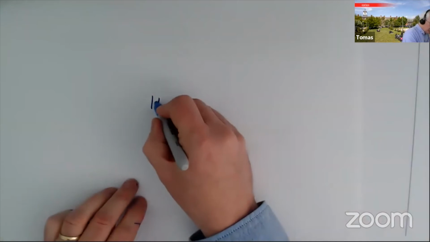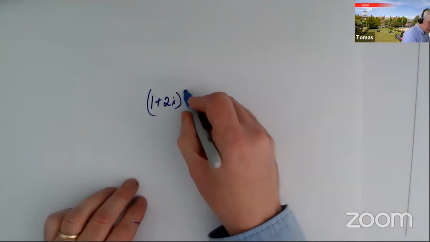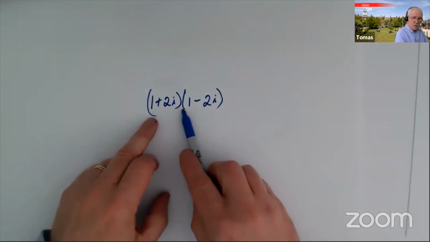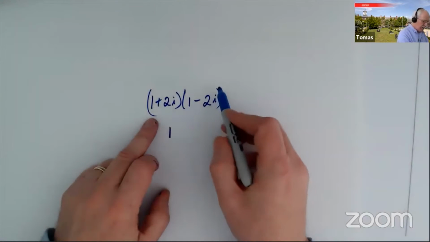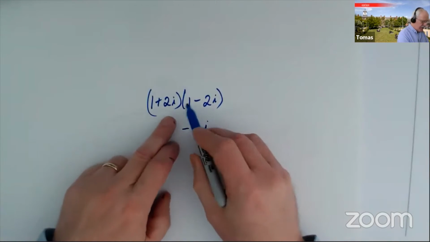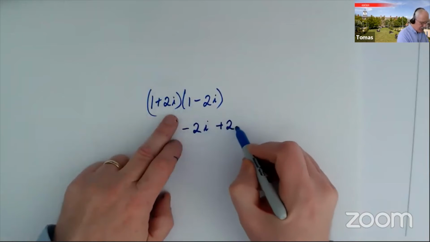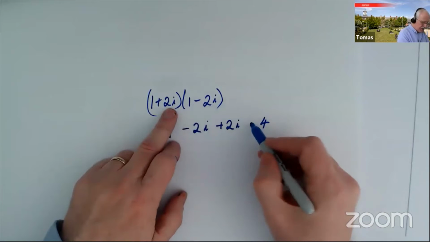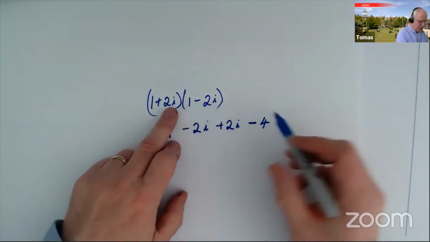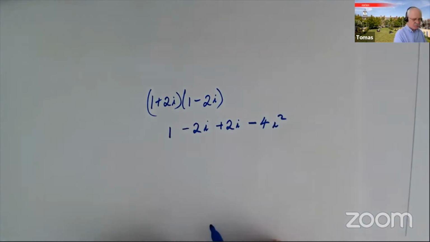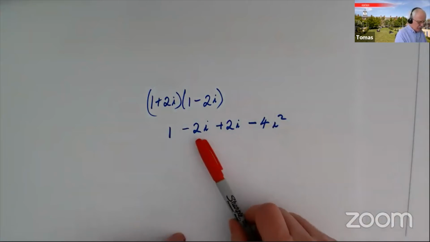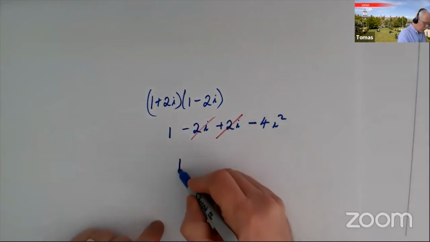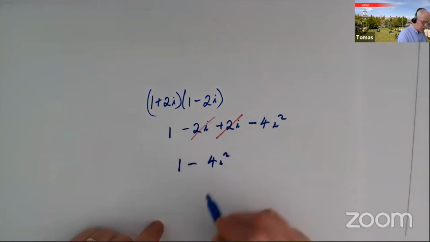So 1 plus 2i by 1 minus 2i. Let's do the FOIL method. 1 by 1 is 1. Outside minus 2i. Inside plus 2i. And then 2 by 2 is 4. 2 by minus 2 is minus 4. i by i is i squared. Now, the 2i and the minus 2i cancel. And I'm left with 1 minus 4i squared.